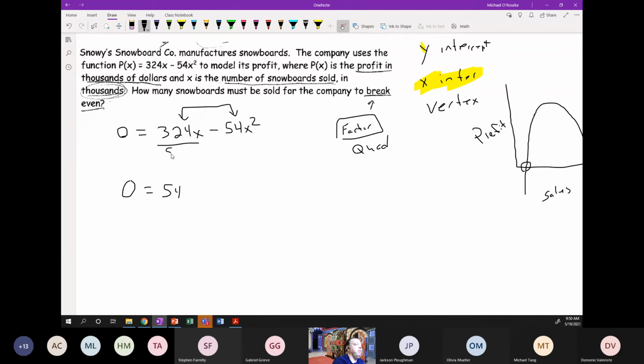So I can divide each by 54. And that's going to leave me with 6 minus 1. What else is also common between those 2 things? Oh, Dominic has it too. X is also common. So I could divide each by x. I'm going to be left with 1x here.